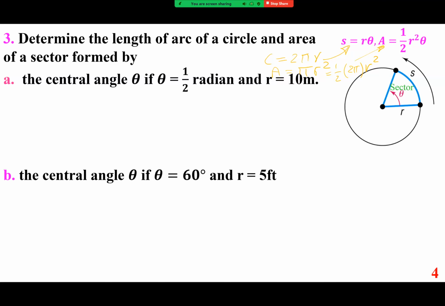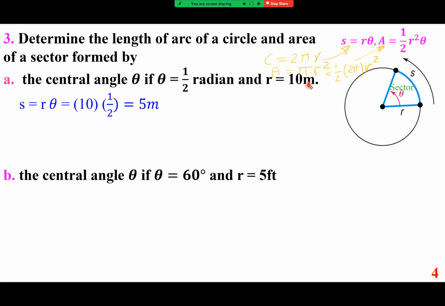So we want to find S equals r theta here. And by the way, it's important to know that theta must be in radians. And so when we put it in, 10 times 1/2 equals 5 meters. And of course, as far as the units are concerned, this is where the units come from.